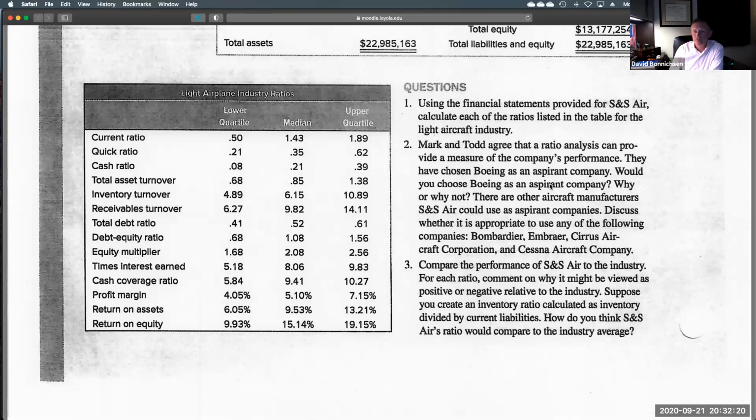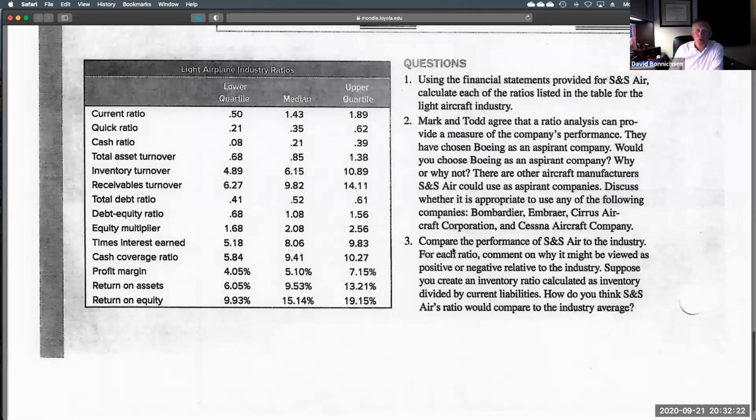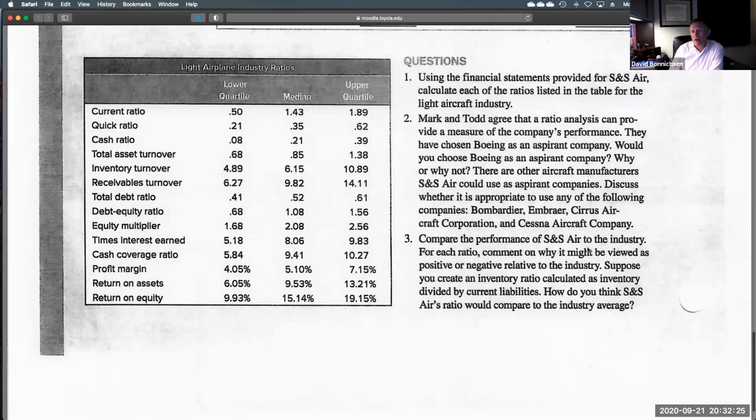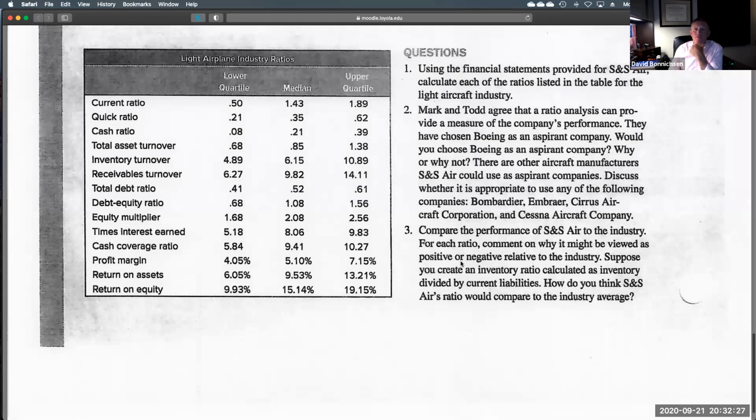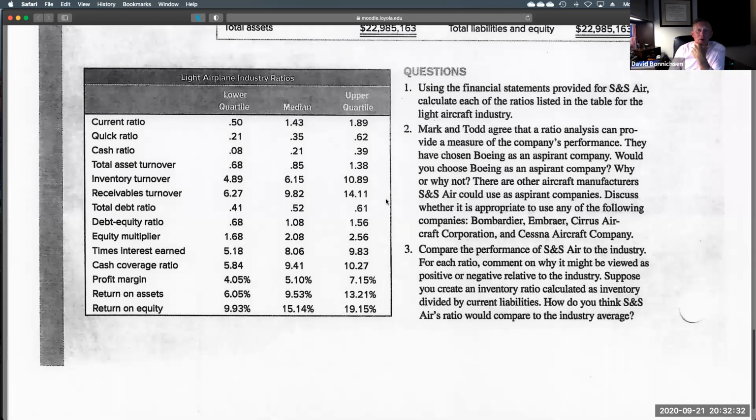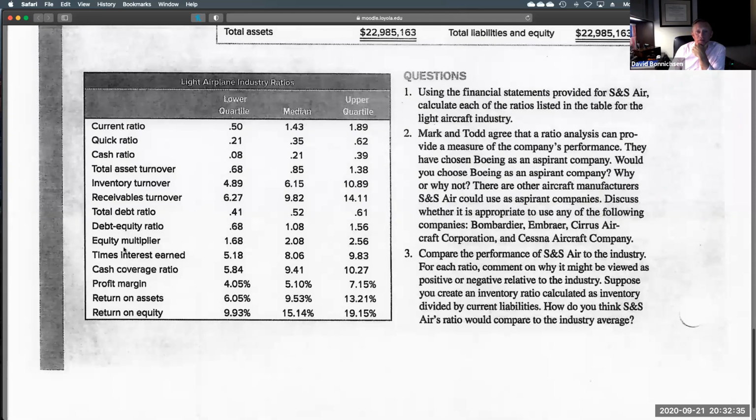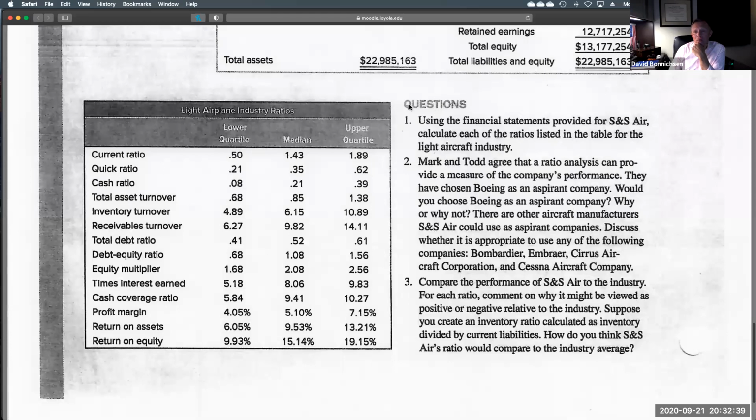Defend your position. And then finally, the third question, which was what your actual question was about, relates to comparing the performance of S&S Air to the industry. What I would suggest is to take this table and put it into Excel. In another column off to the right, put S&S Air's actual numbers. And then maybe put a deviation from mean column next to that, so you take S&S Air minus the mean and can see whether they're above or below the mean.